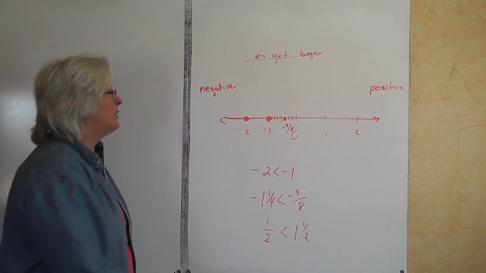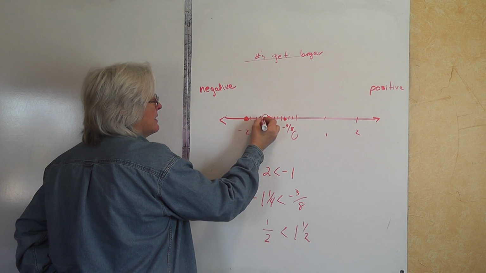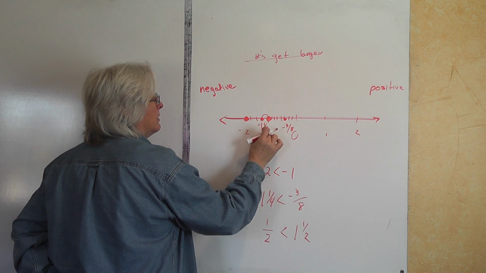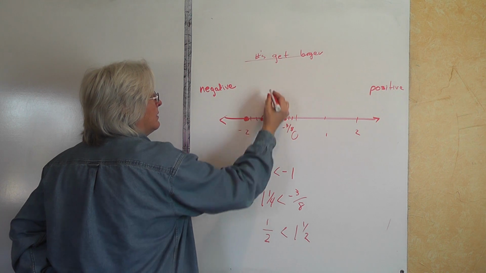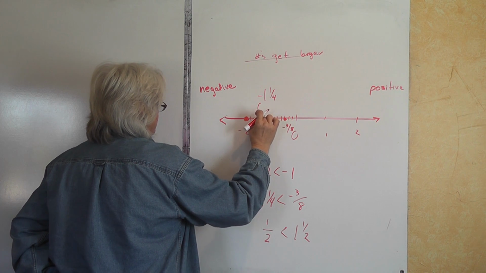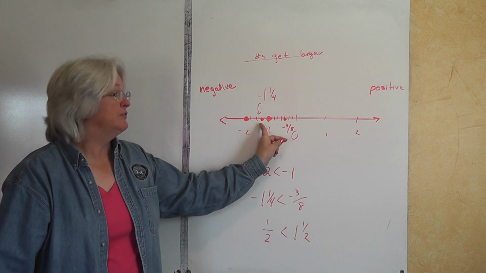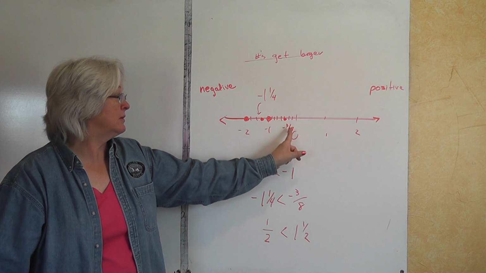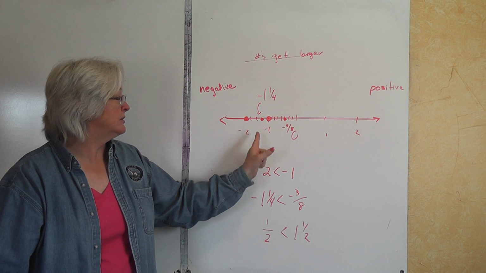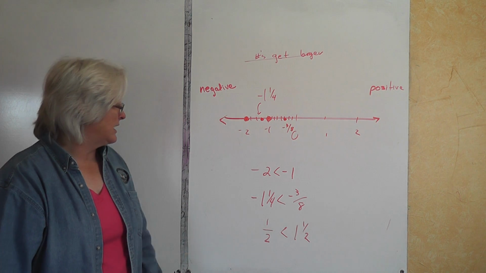Where would -1 1/4 be? Well, here's -1, and then an additional 1/4 would take us to this point right here, which is -1 and 1/4 on the number line. And you see that when we look at the location of -1 1/4, as opposed to the location of -3/8, our number line shows us very clearly that it's true that -1 1/4 is smaller than -3/8.